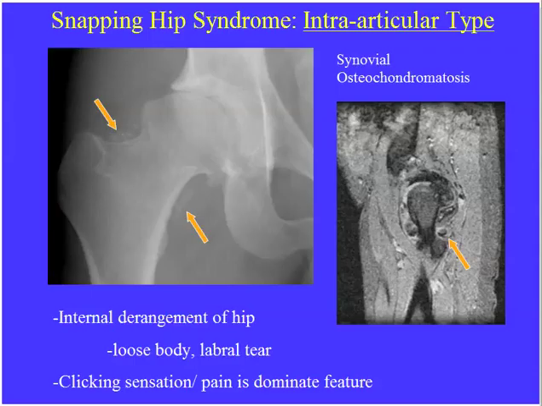Then finally, the intra-articular type of snapping hip typically occurs because of an intra-articular process, and this can occur because of internal derangement, such as a labral tear, or can occur with intra-articular bodies, such as synovial chondromatosis. I'm sure Dr. Parsons showed some examples of this earlier in the week, but these are ossified bodies within the hip joint. We can see them on MR as these areas of round, low signal intensity, or on plain film.